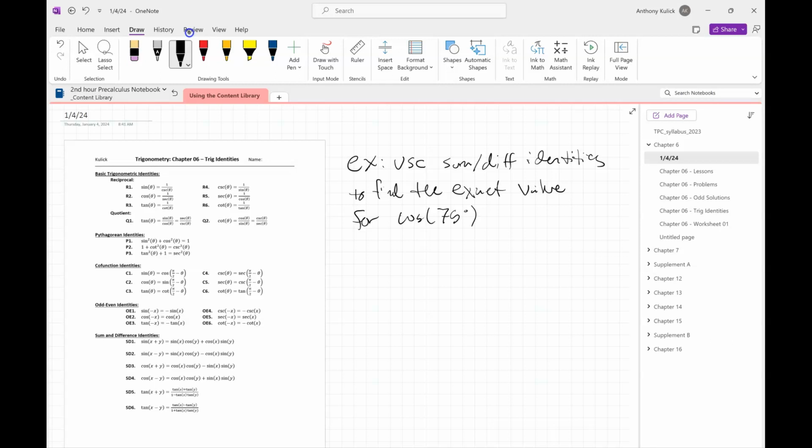Let's say that our direction says use our sum and difference identities to find the exact value for cosine of 75 degrees. Notice that 75 degrees is not a unit circle angle. Everybody agree with that? However, what I want to try to do is to break 75 up into either a sum or a difference, it doesn't matter which, of two unit circle angles.